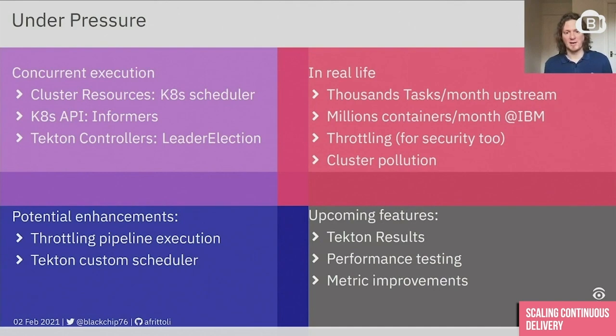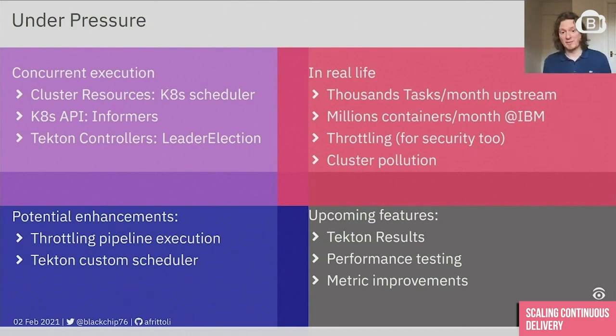And this helps us to protect from attempts at denial of service by proposing multiple PRs and malicious PRs. Another issue that we've seen in real life is cluster pollution, because every time you run a pipeline, a pipeline run is left in the cluster, which grows the space that is used in etcd and makes it slower to list resources from the cluster.